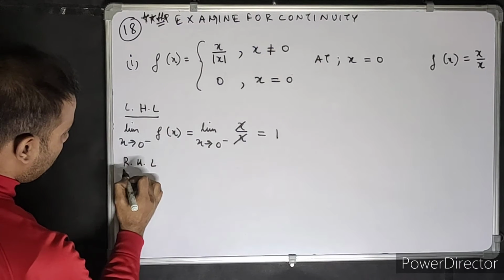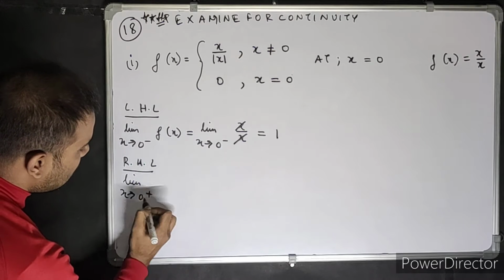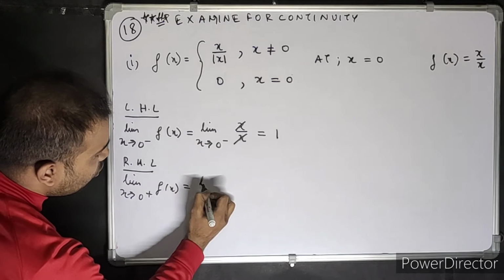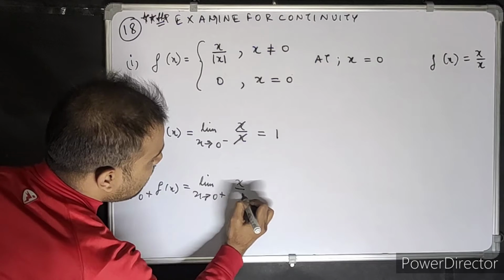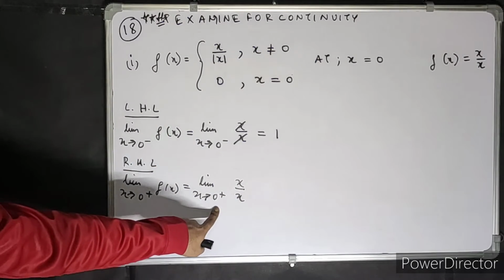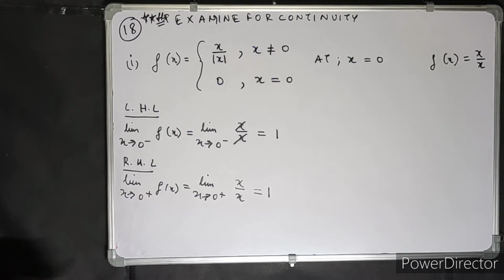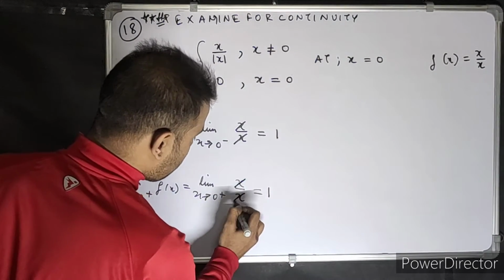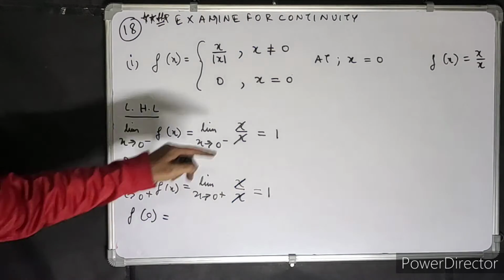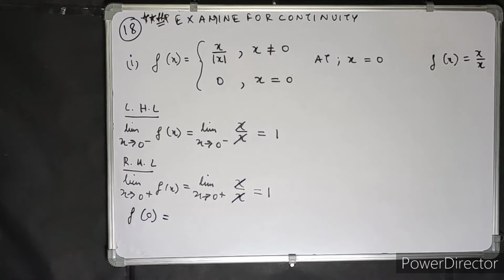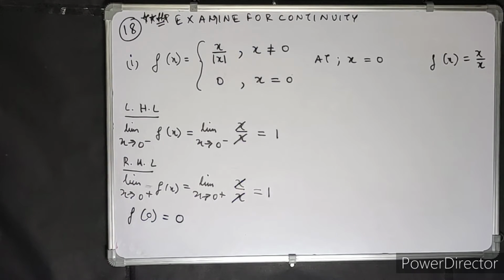Then RHL, very simple question actually. Again limit of x tends to 0 positive, f of x, again x by x. Why? Because x tends to 0 positive means not equal to 0. Answer is again 1. Then f of 0, when x is equal to 0, the answer is 0.